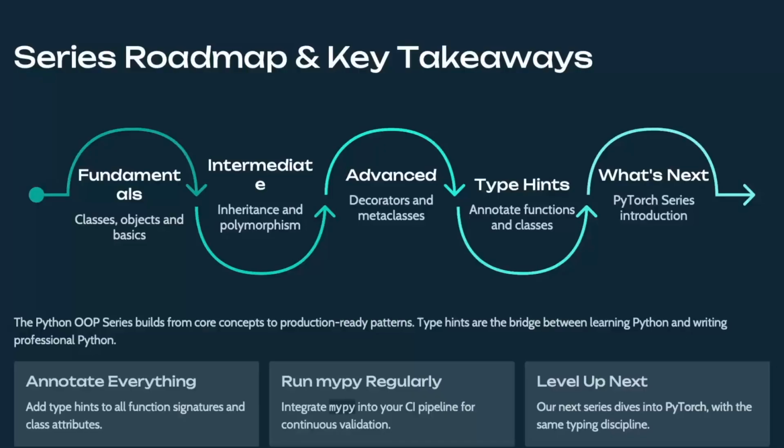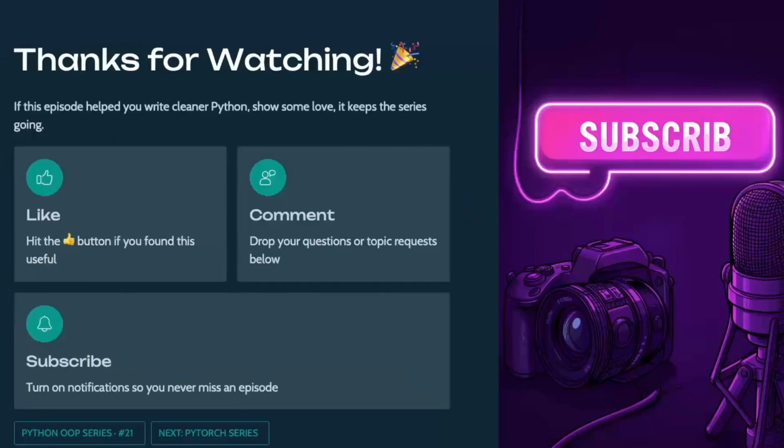Together, these topics form the foundation of professional Python development. Whether you're building backend systems, AI applications, automation tools, or web services, you will encounter these concepts regularly. Now, let's finish with a few key takeaways. Annotate your functions, annotate your classes, use meaningful types whenever possible, run MyPy regularly, and gradually adopt more advanced typing features as your projects grow.